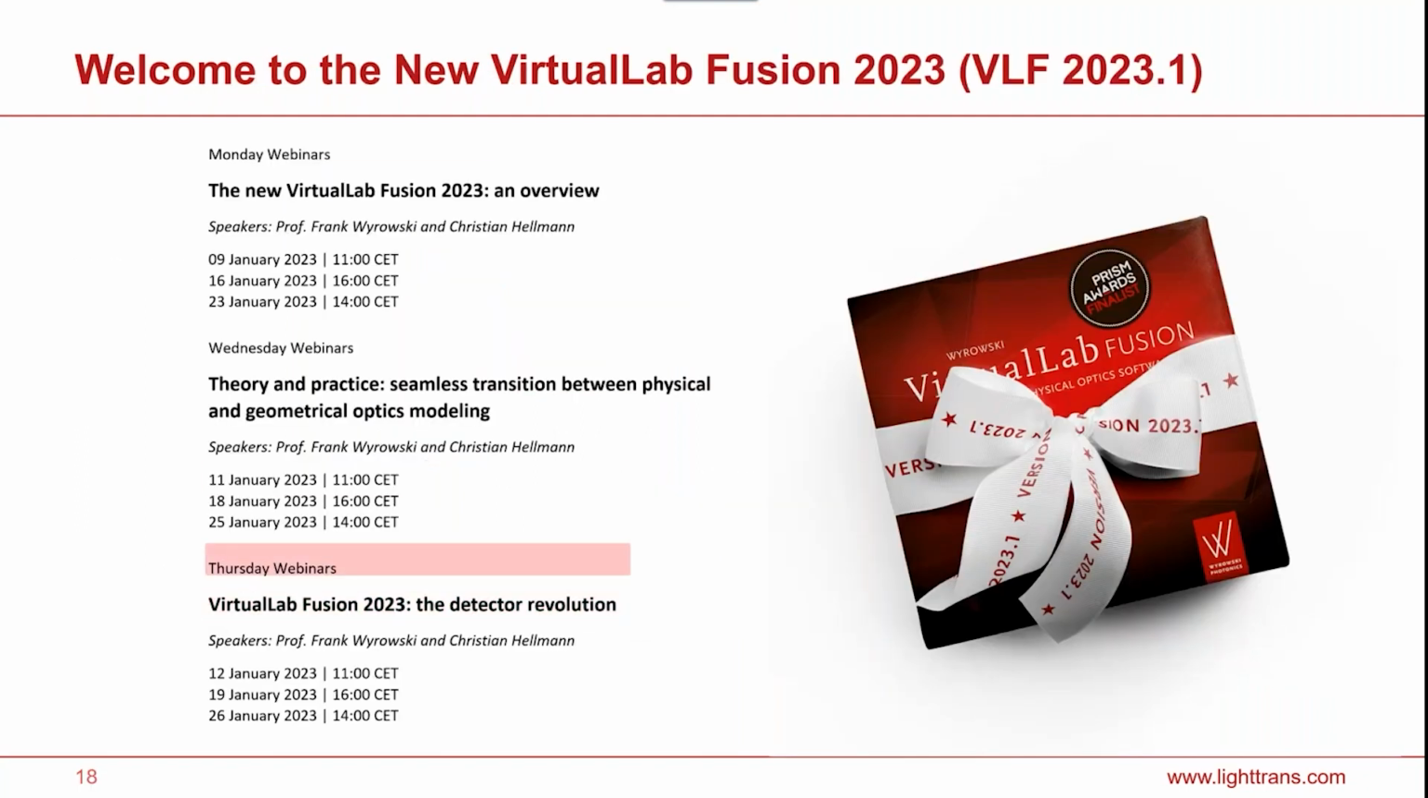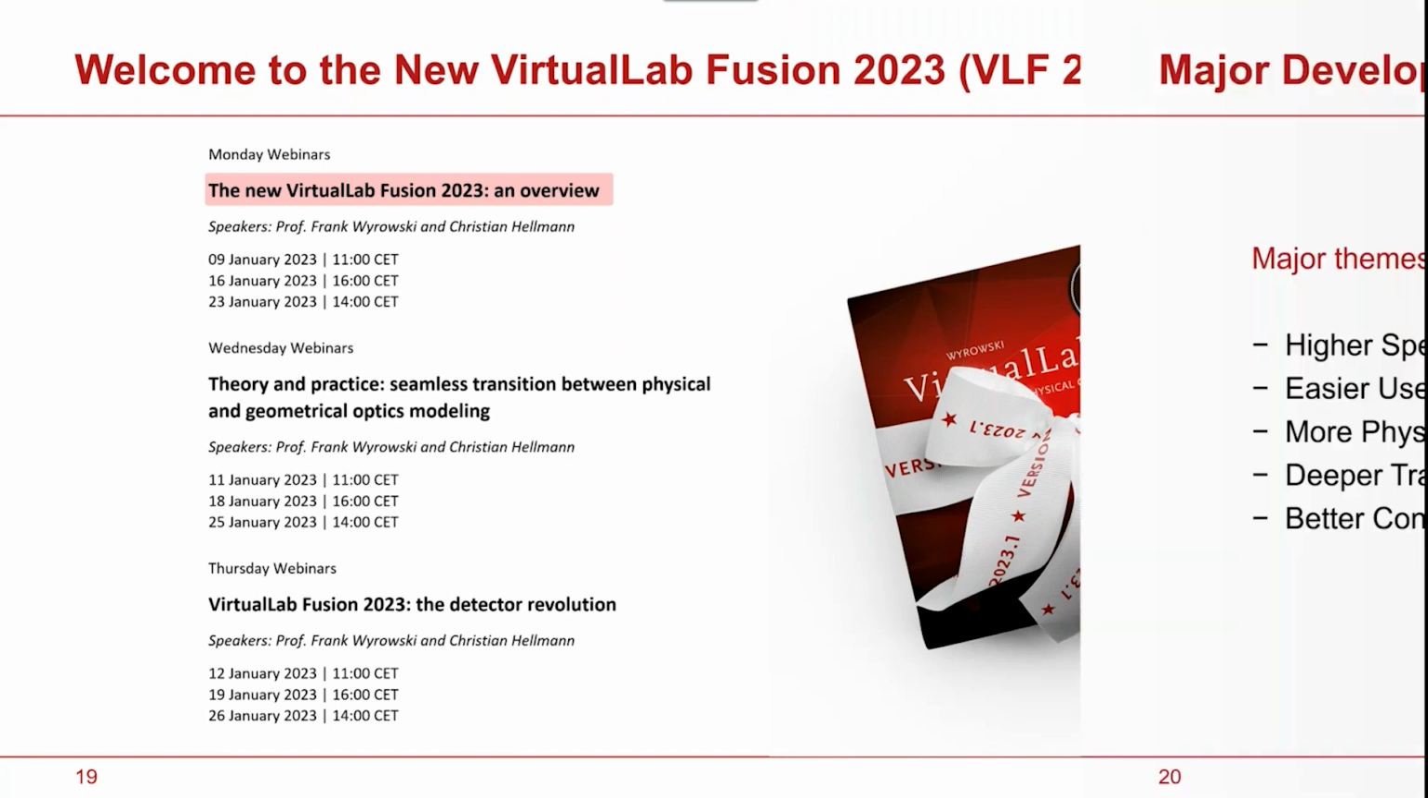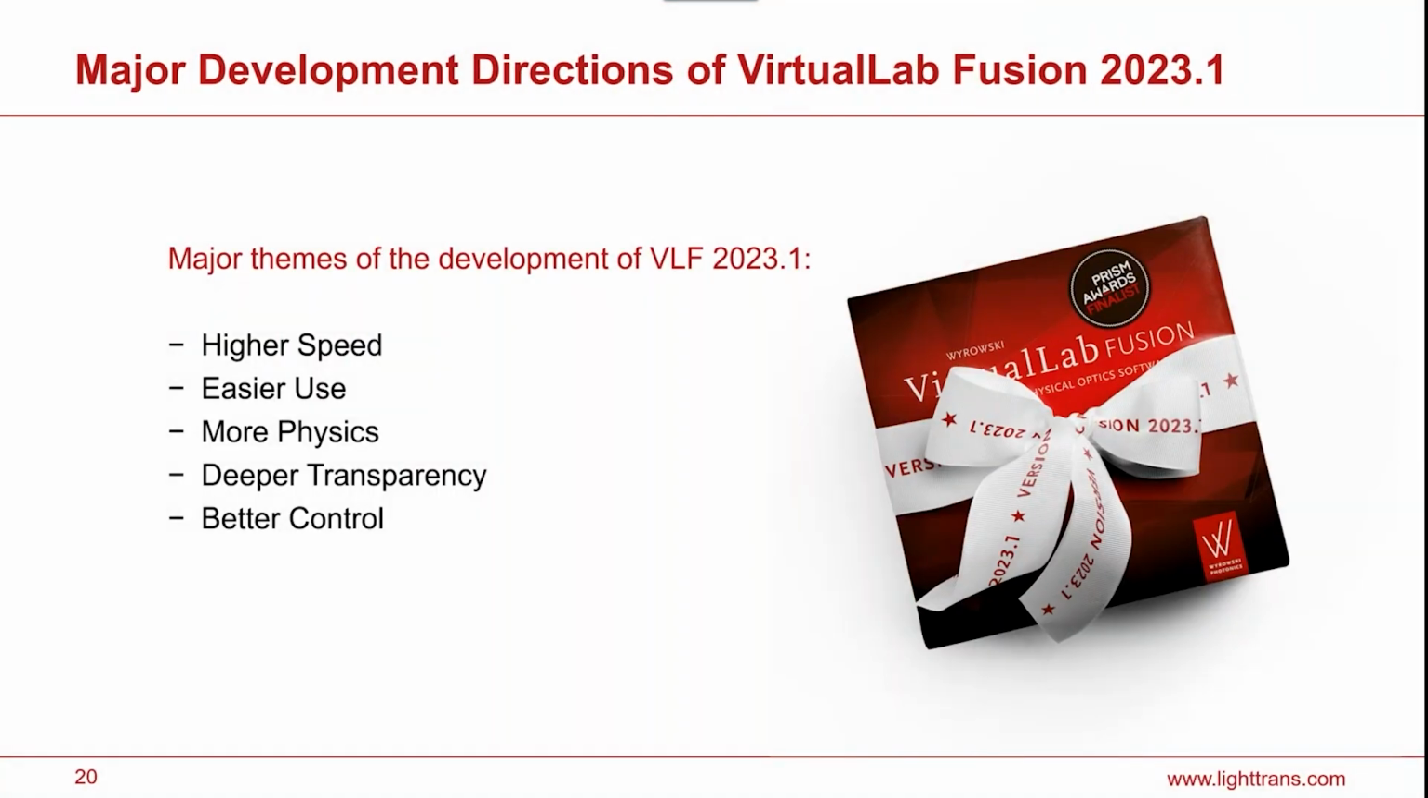Now let's concentrate on the overview of the webinar today. In the webinar today, we would like to discuss with you an overview of all the features we have introduced in version 23. The major themes we have followed, besides our guiding principles, was we always like to achieve higher speed because we like to do fast physical optics. So we always need to contribute something to the speed.